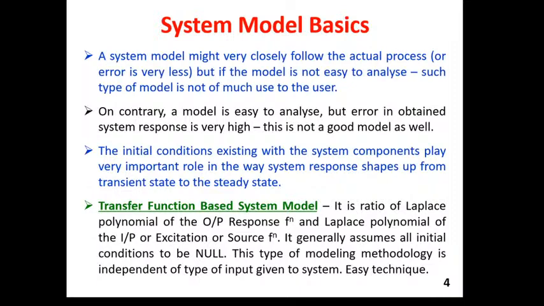We will use input as a function x(t), and we will try to find out what is the relationship between output y(t) and input x(t), or Y(s) by X(s), the system response Y(s) for a specific type of X(s). So both the statements: it generally assumes all initial conditions to be null, this also can be overridden. We will show how we can take care of initial conditions within the system transfer function.